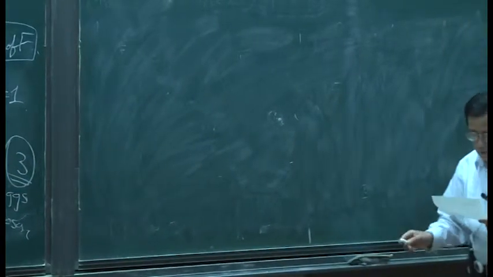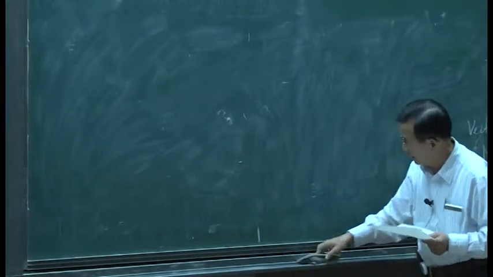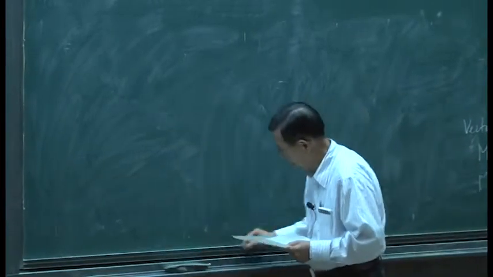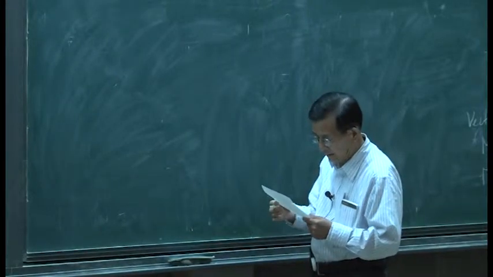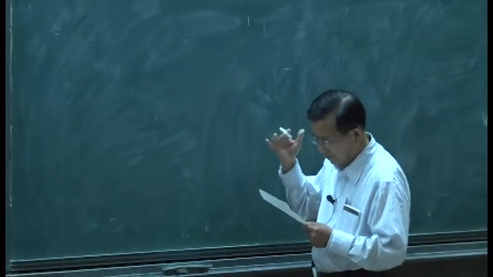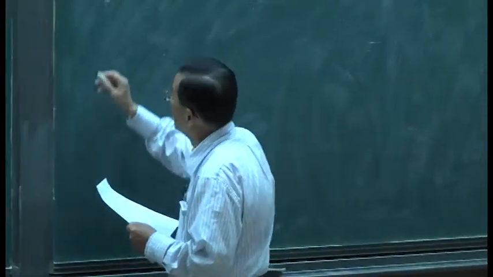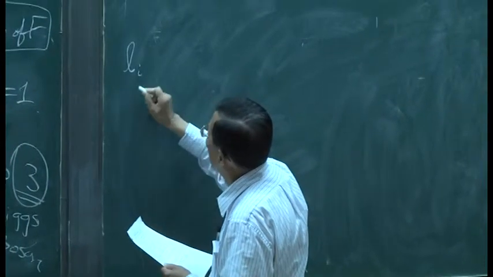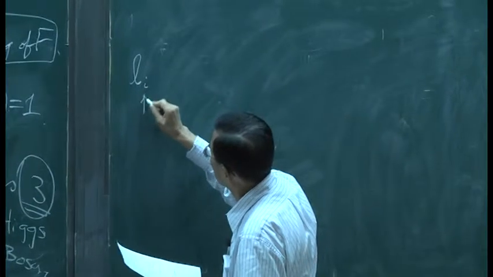I already mentioned that without the Higgs, you cannot write down a mass term for fermions. Now with the introduction of the Higgs, we can write down a mass term in the Lagrangian, which will give you the mass. So let's call the leptons L_I, where I means generation.